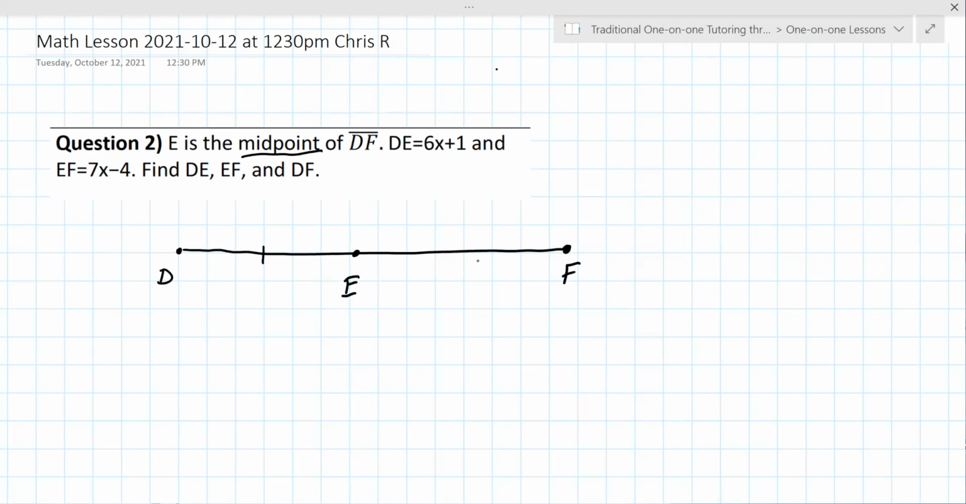So we know that these are congruent, even though I haven't drawn them that way. That doesn't really matter. DE is 6x plus 1. EF is 7x minus 4. Okay. So you're going to set these equal to each other. All right. And you're going to solve for x.